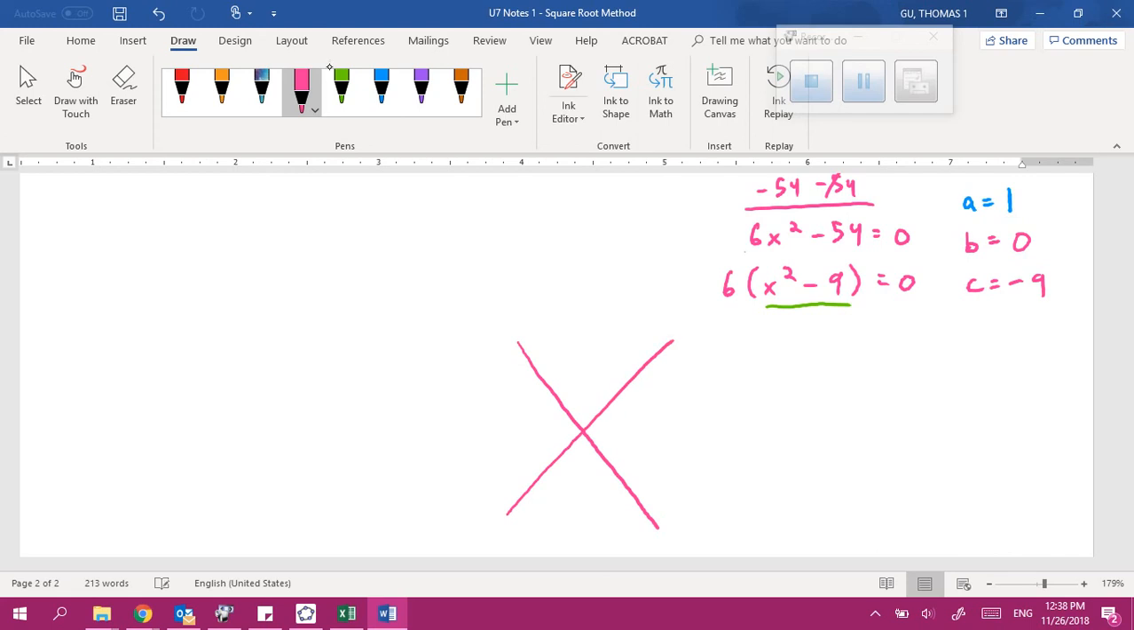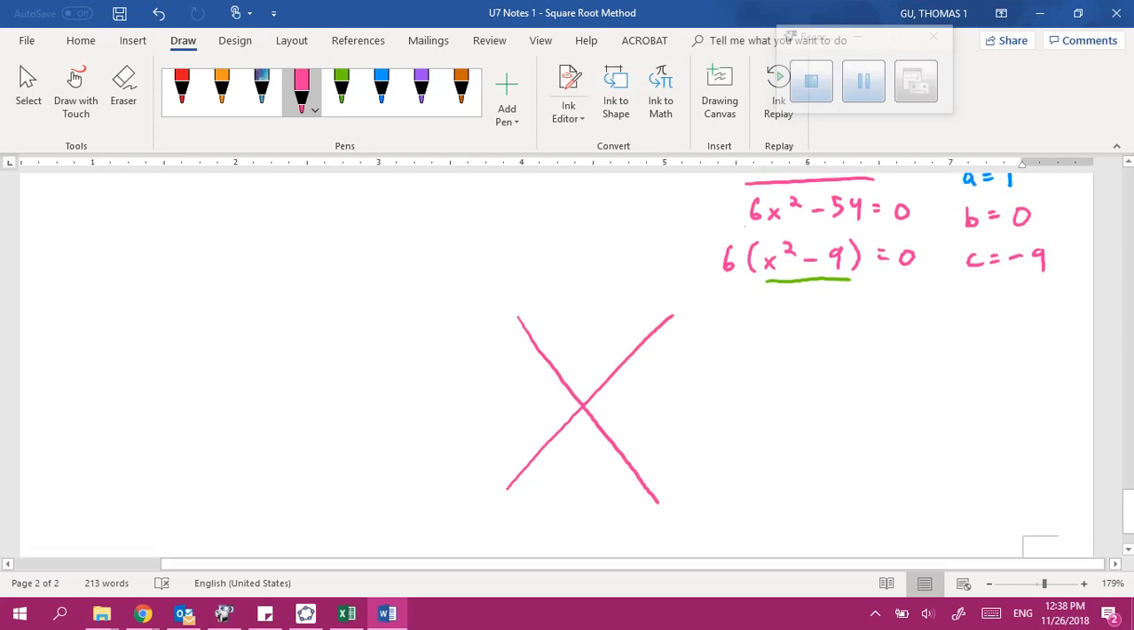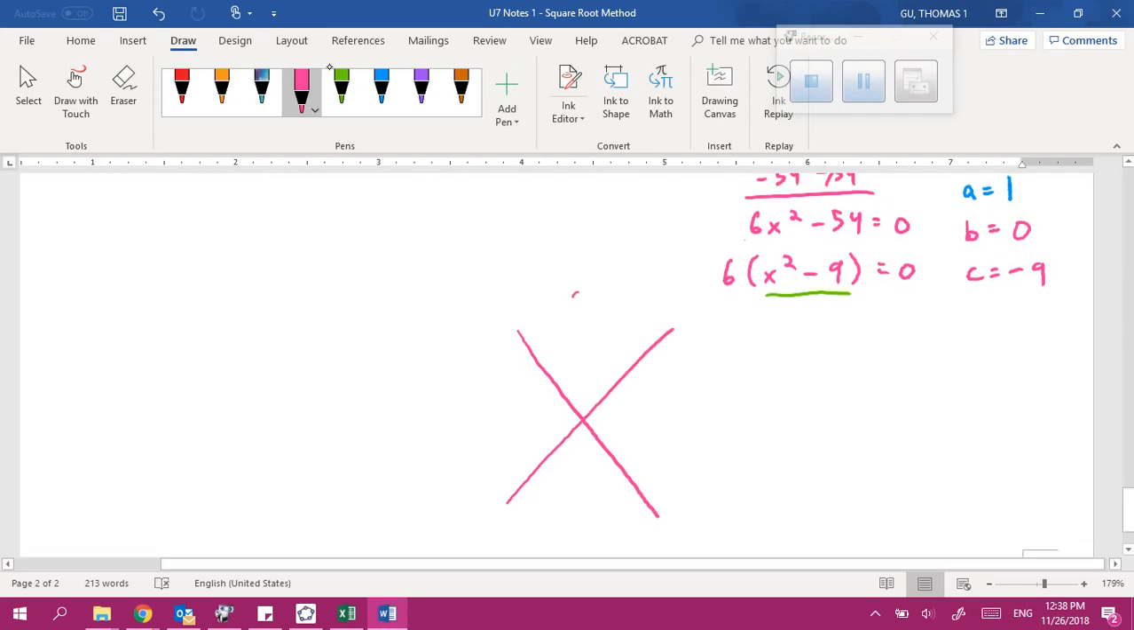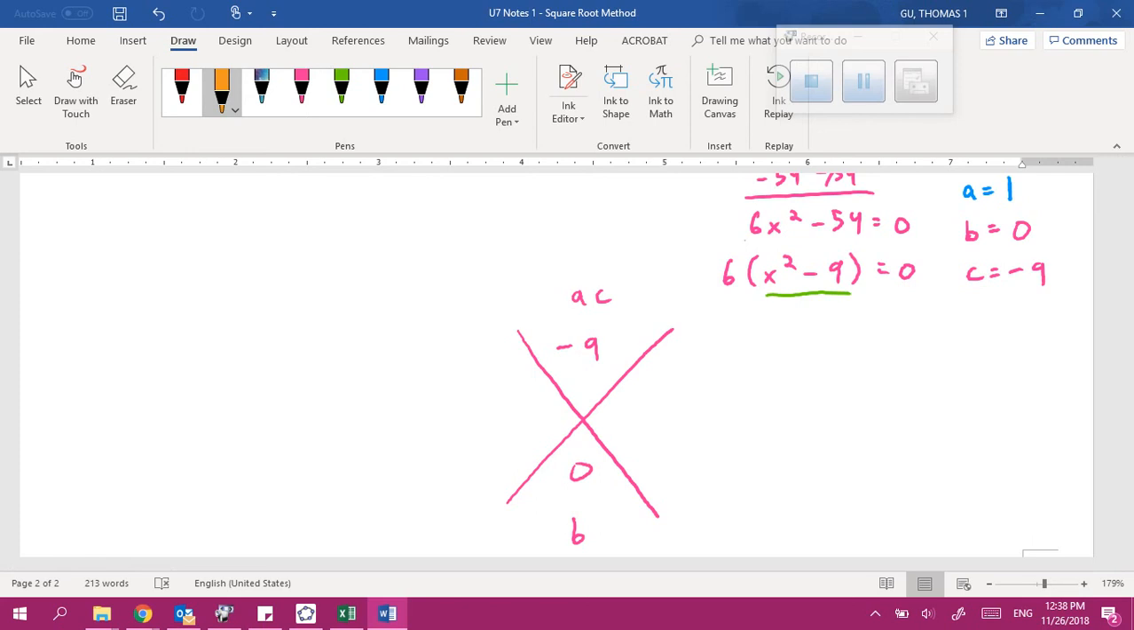So now we draw the x box. What goes in the top space? Negative 9. How did you get that, though? Because 1 times negative 9, A times C, is -9, right? And what goes in the bottom space? B, which is 0. So now the only way for me to add two numbers and it equals 0 is if it's the same number and one's positive, one's negative. So what should the numbers be? Positive 3 and -3. So that's what goes in the side.